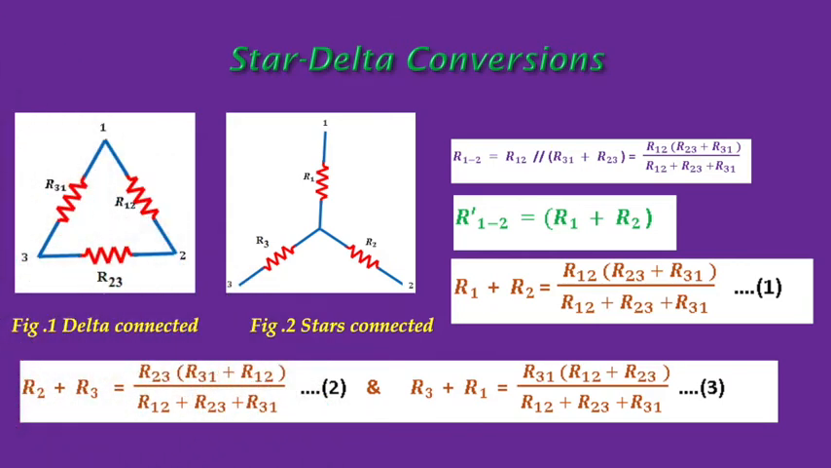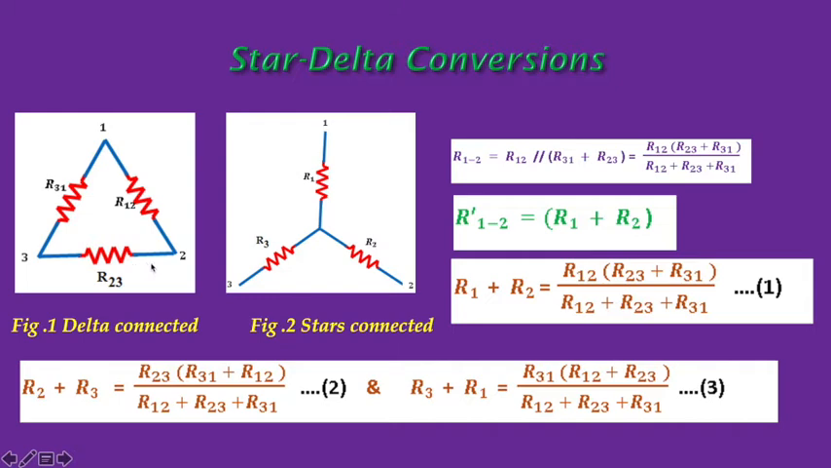Star delta conversions lead to the simplification of networks. By such a transformation, new elements are created which can sometimes be combined with elements in the rest of the network. These transformation techniques can be used to determine the equivalent resistance of any circuit containing resistance or impedance. Star and delta are the two types of connection in a three-phase circuit. I will discuss that later. In this lecture, I am going to discuss only conversion.